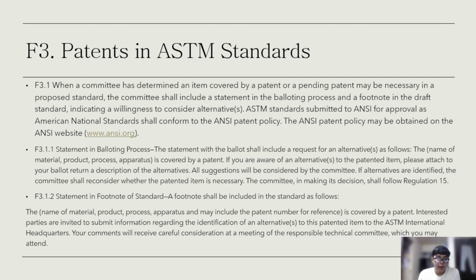Statement in balloting process. The statement with the ballot shall include a request for alternatives as follows. The name of the material, product, process, or apparatus is covered by a patent. If you are aware of an alternative to the patented item, please attach to your ballot return a description of the alternative. All suggestions will be considered by the committee. If alternatives are identified, the committee shall reconsider whether the patented item is necessary. The committee in making its decision shall follow Regulation 15.